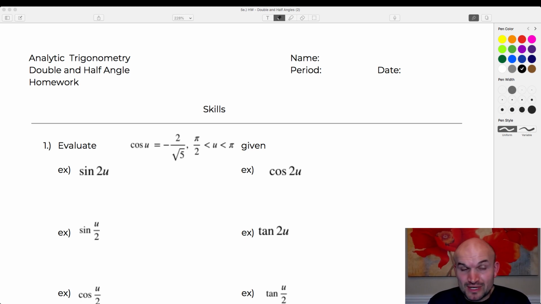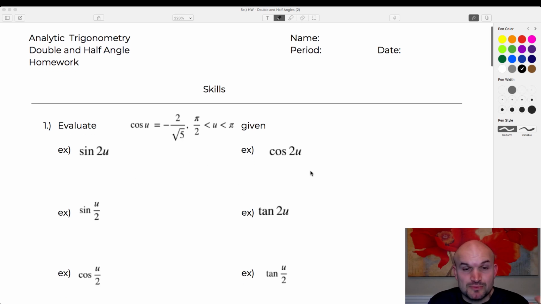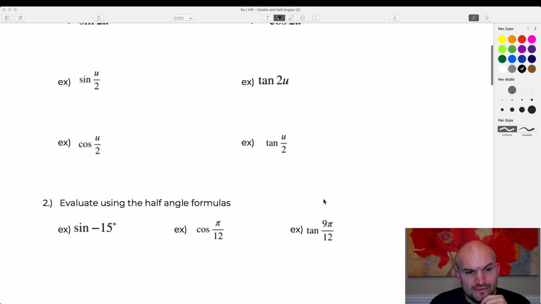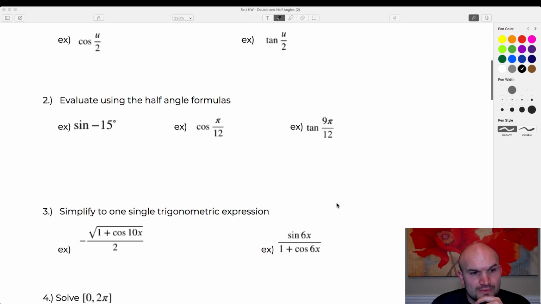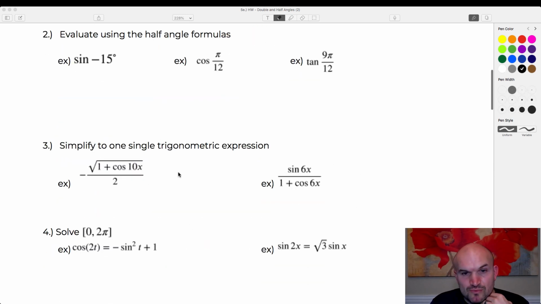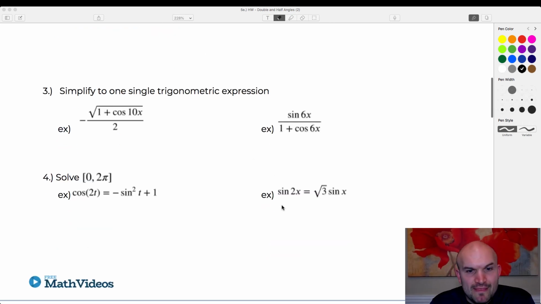So what I have in store for you guys for tonight is the double and half angle formulas homework. This is the last homework for my students up until their second quiz, and then we'll get on to the test for analytic trigonometry. We're going to work on one problem based on the triangle, using the double as well as the half angle formulas. Then we're going to use the half angle formulas when given angles in degrees as well as in radian form. Then we'll simplify some expressions, rewriting them as a single expression.